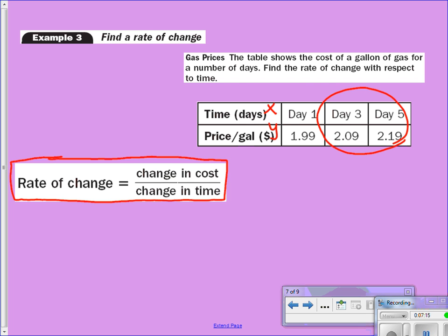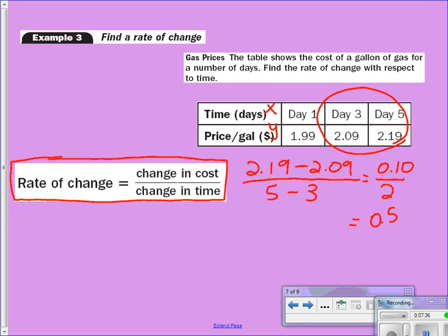So the change in cost, I go from $2.19 to $2.09. And I'm comparing that to day 5 to 3. Well, that is a difference of 10 cents in 2 days. And that means our constant rate of change is 5 cents. Ooh, that's not 5 cents, Miss Curran. Catch me on those.